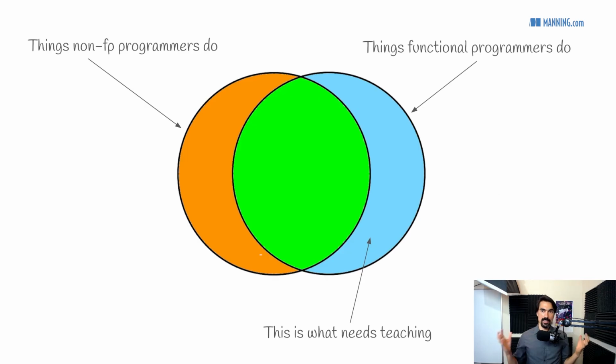So if you look at this Venn diagram, on the left, we have this orange circle that is things non-functional programmers do. And then the circle on the right is the things functional programmers do. So these are different skill sets. There's a lot of overlap. A lot of the stuff that functional programmers do, everyone will do. But then there's some difference. And that difference is what needs teaching. And so that's what I focused on in the book. These are the things that professional functional programmers do that other non-functional programmers don't do.